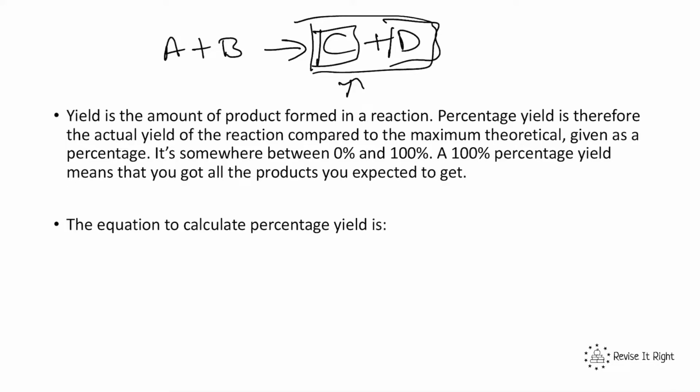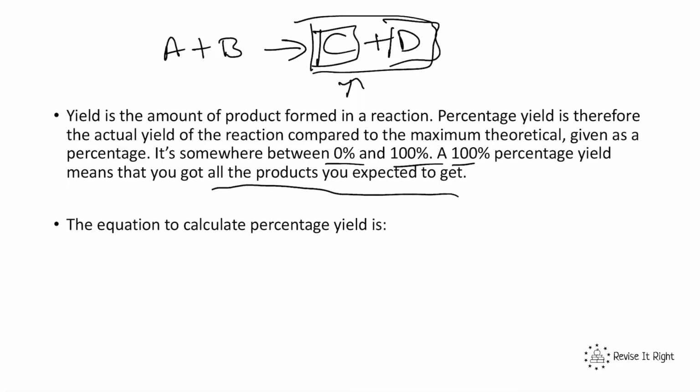Percentage yield is therefore the actual yield of the reaction compared to the maximum theoretical yield, given as a percentage. The higher this percentage is, the closer to the maximum theoretical yield that you have. And it's obviously going to be somewhere between 0 and 100%. You cannot have more than 100% percentage yield. If you get 100% percentage yield, that means you've got all the products that you expected to get. And we'll talk in a second as to why that's very, very unlikely and never happens.